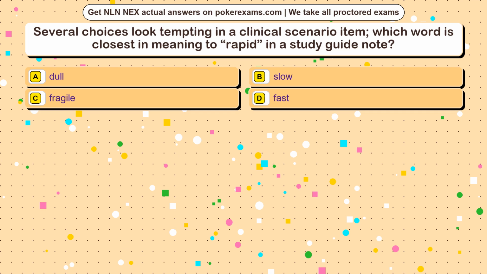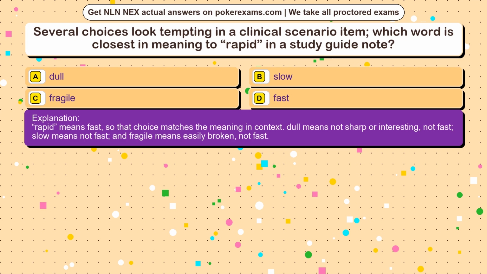The correct answer is option. Rapid means fast, so that choice matches the meaning in context. Dull means not sharp or interesting, not fast. Slow means not fast, and fragile means easily broken, not fast.